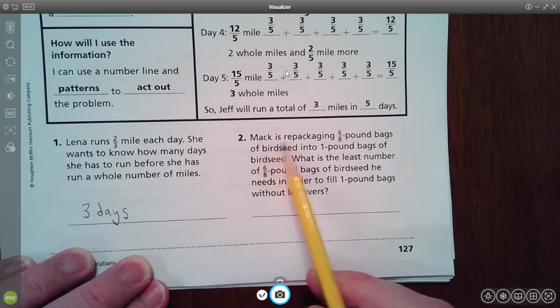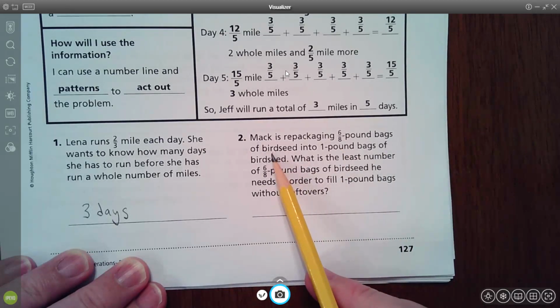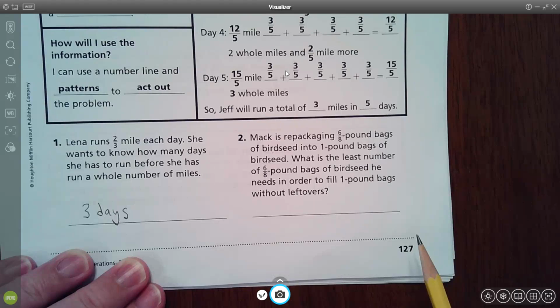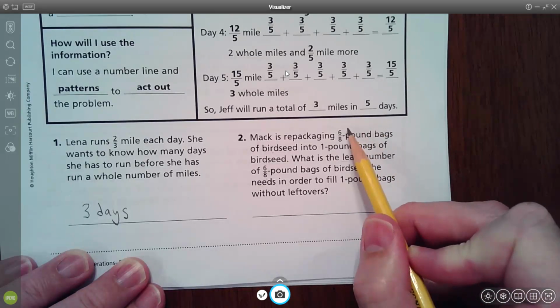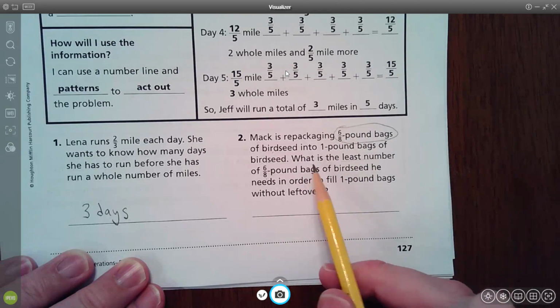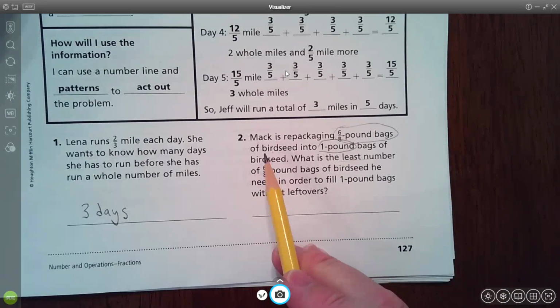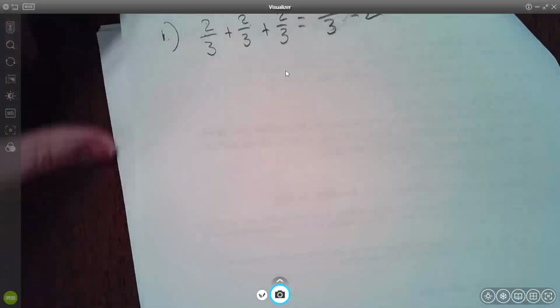For some reason, Mac is repackaging 6/8-pound bags of bird seed into 1-pound bags of bird seed. What is the least number of 6/8-pound bags of bird seed he needs to order to fill 1-pound bags without leftovers? Okay. So he buys the 6/8-pound bags, and he's adding them all together, and he's turning them into 1-pound bags. So if I'm going to draw a picture for this, I'm going to flip back over to this side so I can have my problem 2.